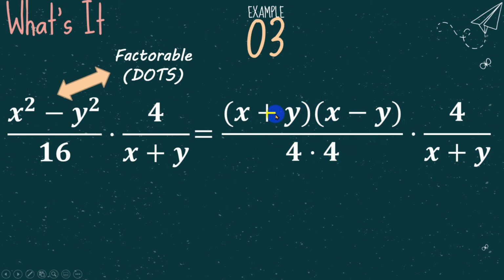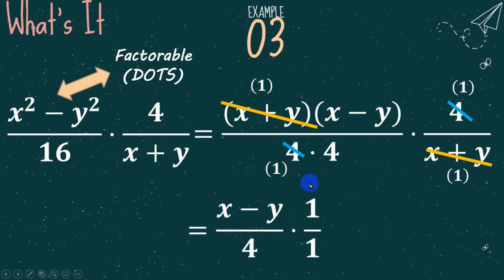So, sa cross cancellation, may makakancel tayong x plus y. So, that will become 1. And again, yung 4 natin, pwede ring makancel. So, that will also become 1. So, 1 times xy is xy over 1 times 4 is 4. Then, on our second RAE, we have 1 over 1.